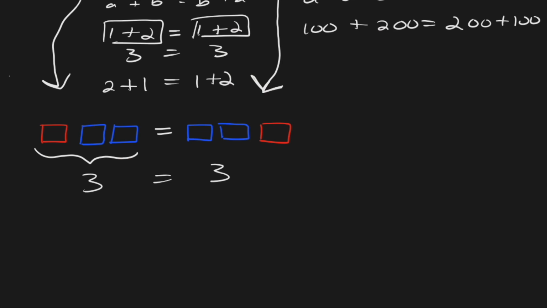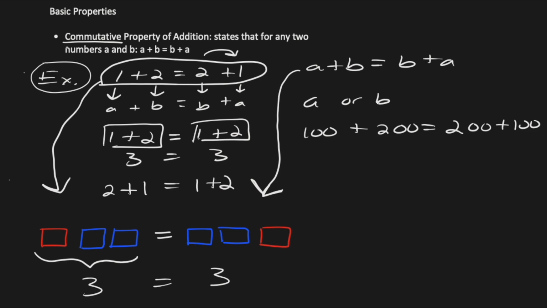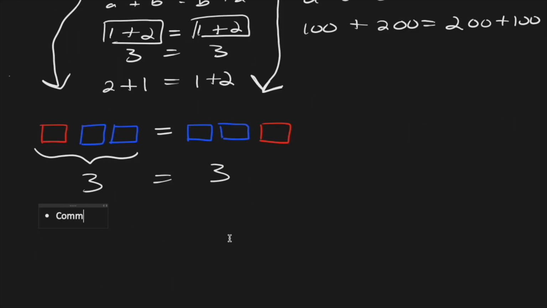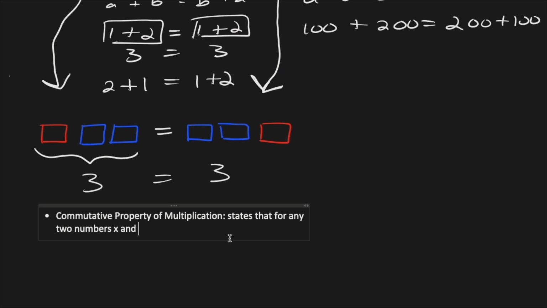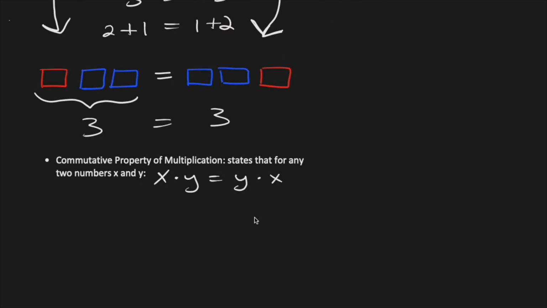Let's move on. We started with the commutative property of addition, and now let's talk about the commutative property of multiplication. It states that for any two numbers, x and y, x times y is equal to y times x. So very similar to the commutative property of addition.